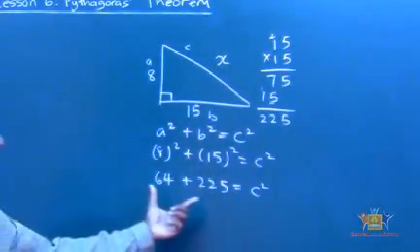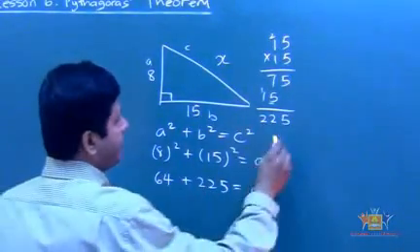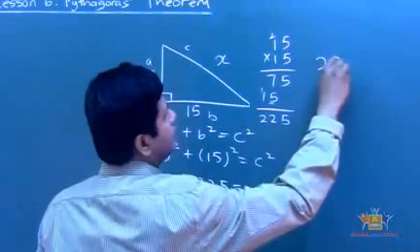Now we're going to add them. In order to find what C squared is, we sum it up. So we take 225 and add that with 64.